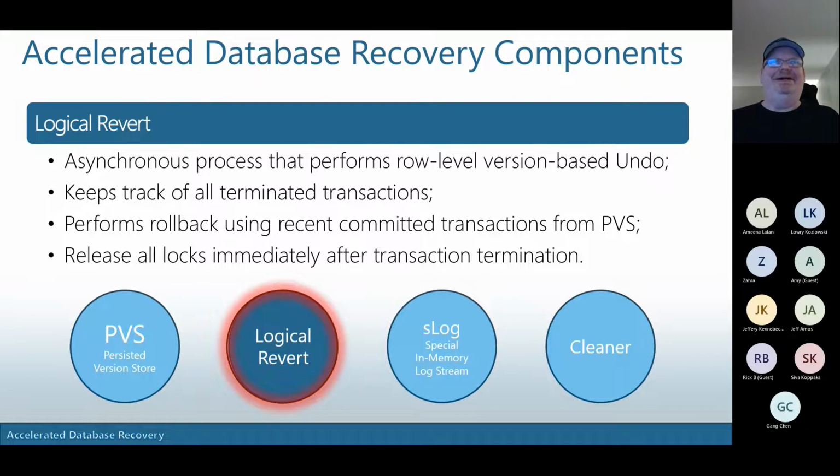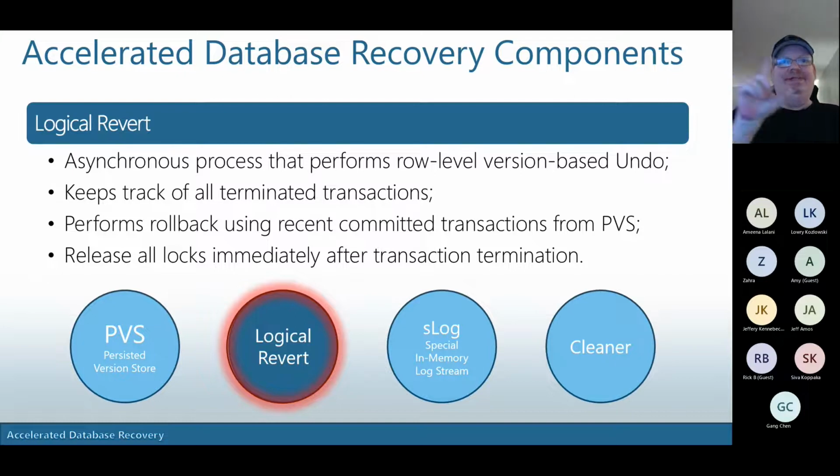Did I say that right? Yes. So the logical revert will actually go back and roll back to the previous version. So that's happening asynchronously in the background. So you can still access the data and access the previous version of the row. And it also releases the locks. During the recovery process, when I roll back to the previous versions, the rows have been marked as terminated. The logical revert actually does that. As soon as it rolls back, it immediately releases the locks.